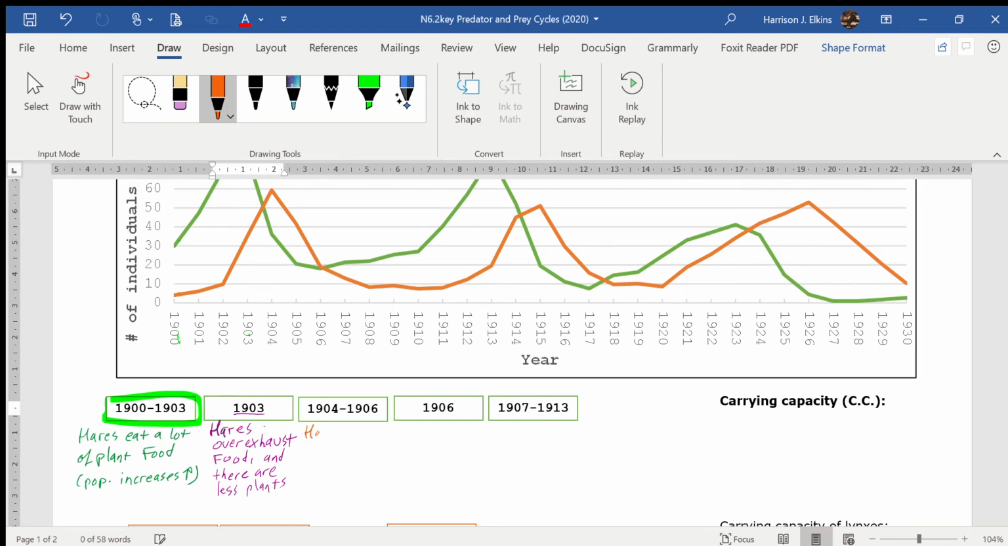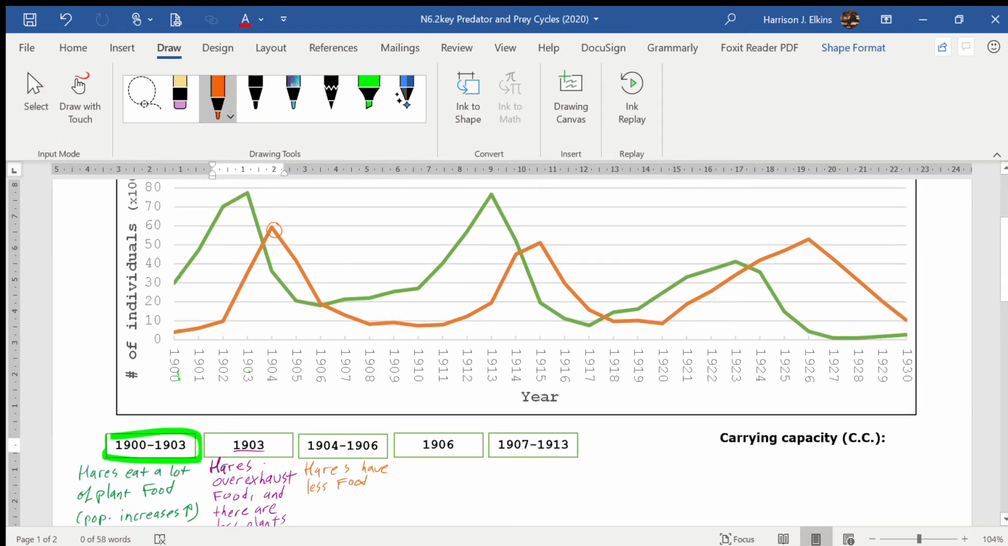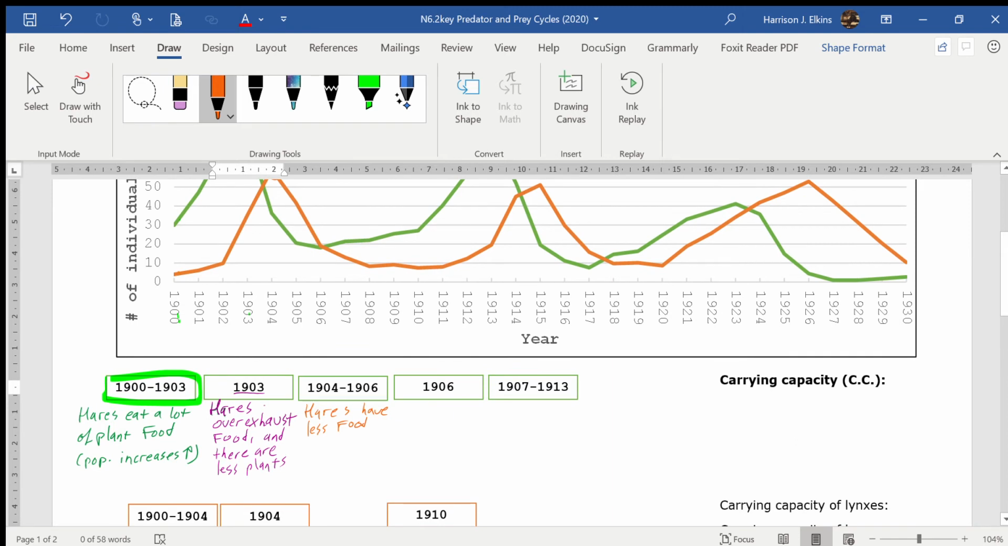So here we can say the hares have less food. And what you'll notice here, and we'll get to this in a moment, is that the lynxes are at an all-time high while the food is at an all-time low, which means you have these predators that are eating these hares. And so the hares have less food and more predators.